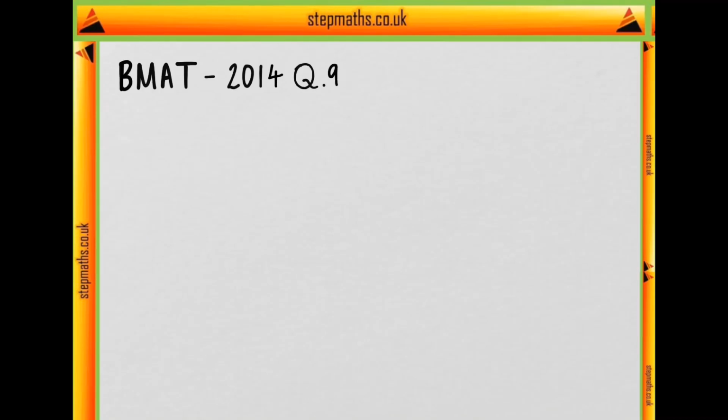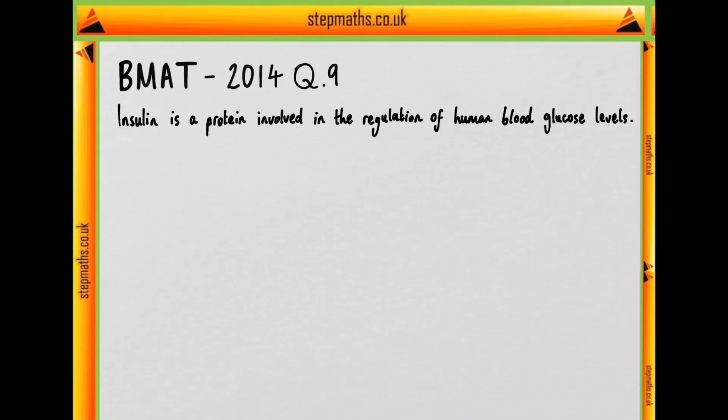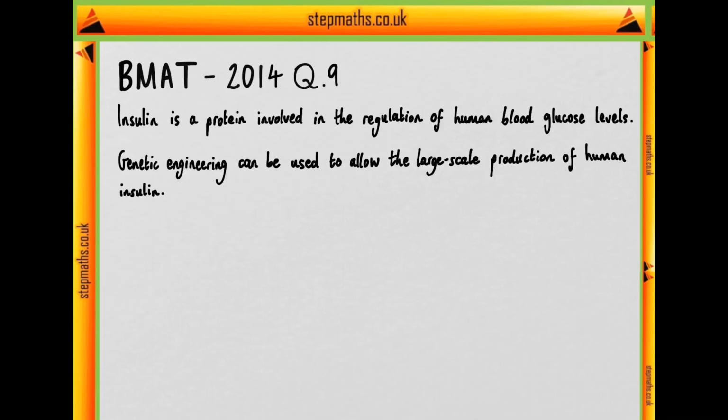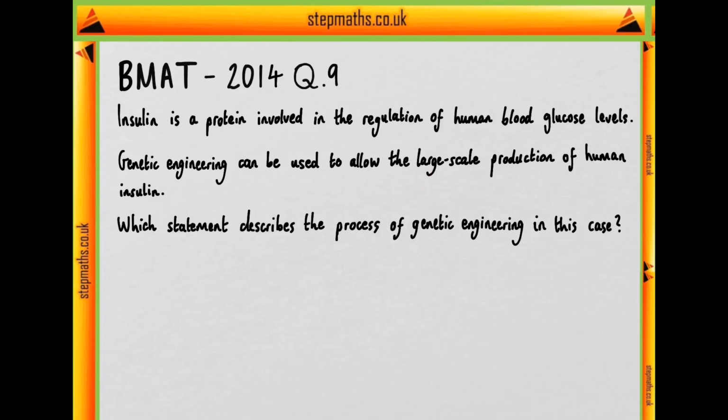In question 9, we're told that insulin is a protein involved in the regulation of human blood glucose levels, and that genetic engineering allows us to create large-scale production of human insulin. We're then given 5 statements, A through E, and we're asked which of them describes the process of genetic engineering, in this case described in these 2 sentences.